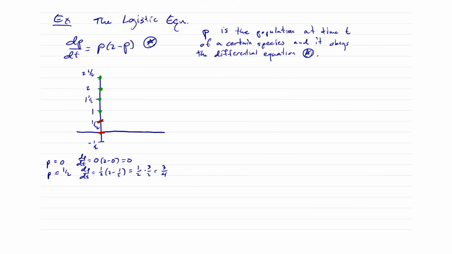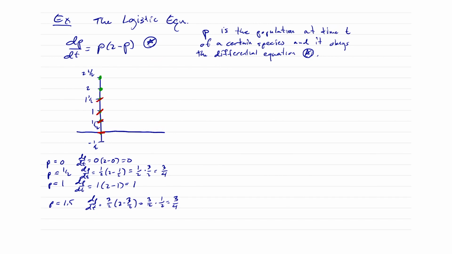Okay, now let's take a look at, say, p is equal to 1. dp dt is going to be 1 times (2 minus 1), and that's going to be 1. So it gives me a slope of 1. Should be a good 45 degrees there. And now let's take a look at p equals 1.5. So dp dt is equal to 3/2 times (2 minus 3/2), and that's 3/2 times 1/2, which is equal to 3/4. So we're going back to the 3/4 mark.